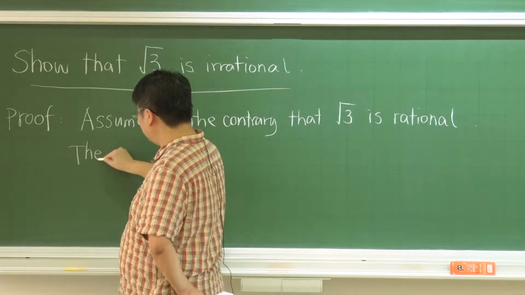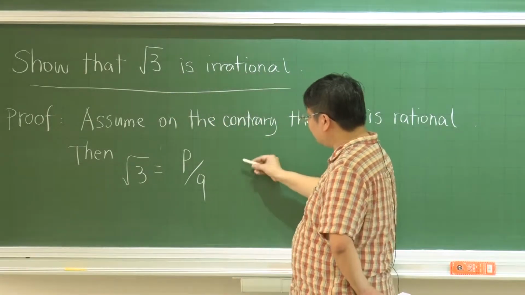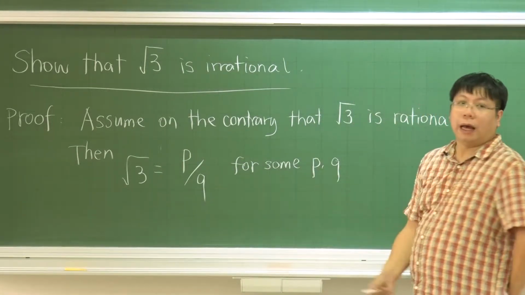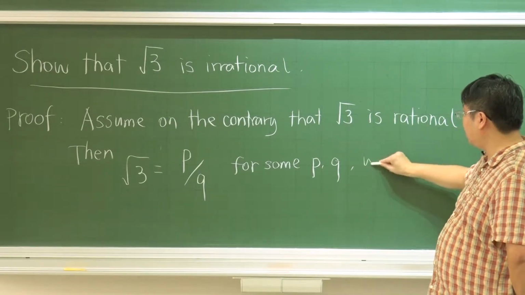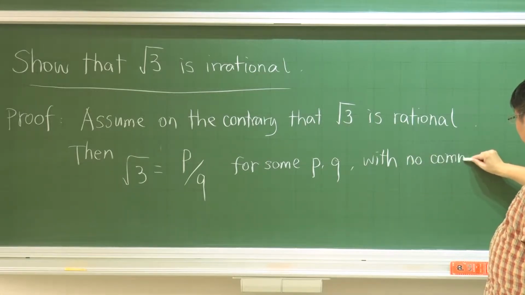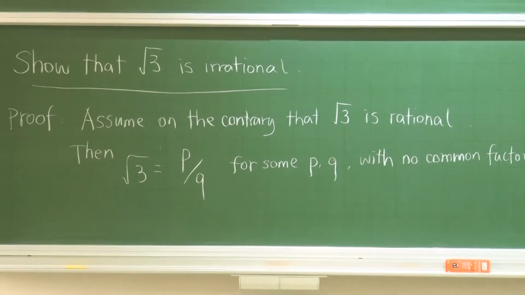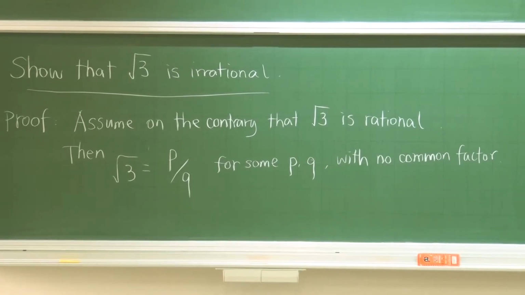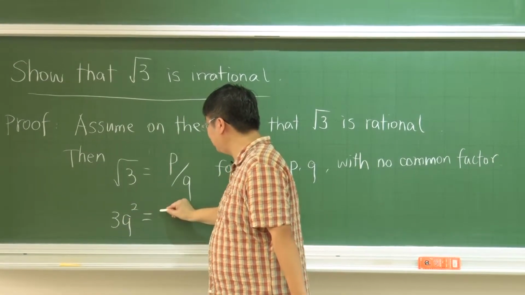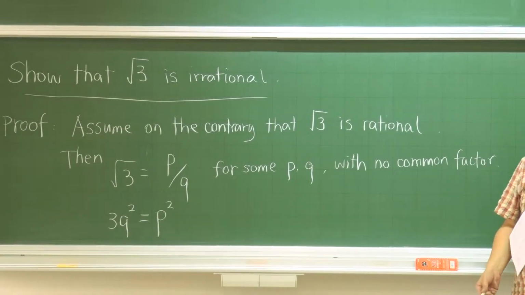Now if square root 3 is rational, then square root 3 is equal to p divided by q for some p and q. And we can actually strengthen the choice of p and q such that they have no common factor. If p and q have some common factor, we just remove it, dividing from the top and bottom. Then we will have 3 times q squared is equal to p squared. We square both sides and move the q squared around, so we have 3q squared is equal to p squared.